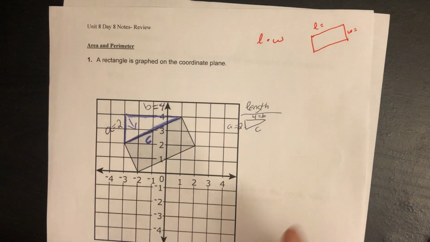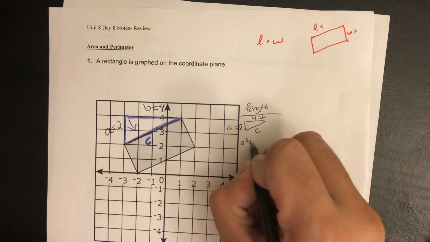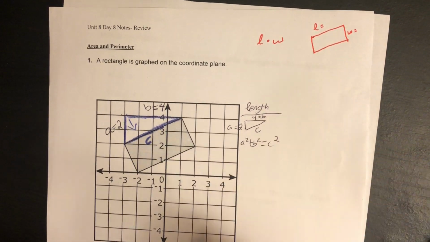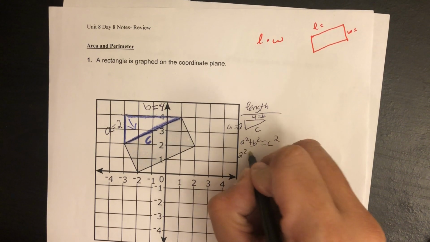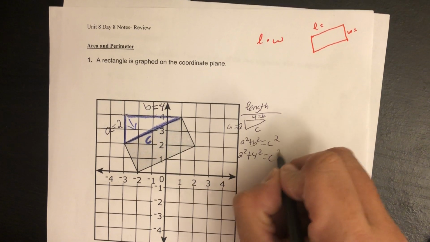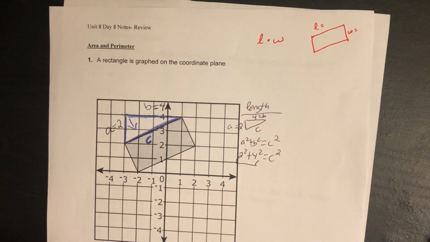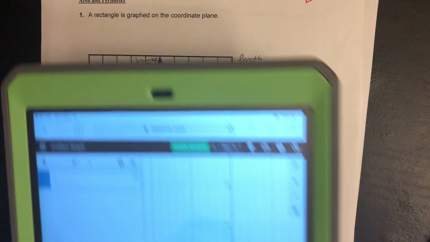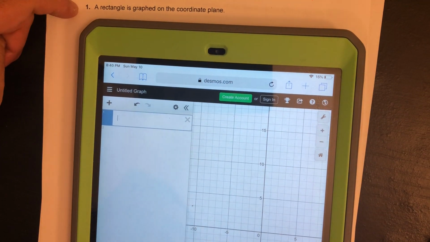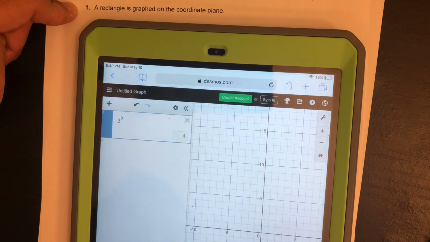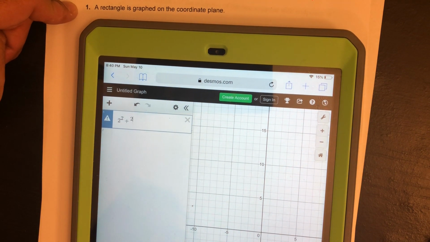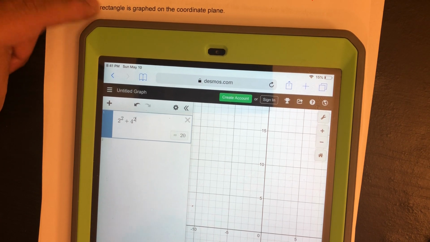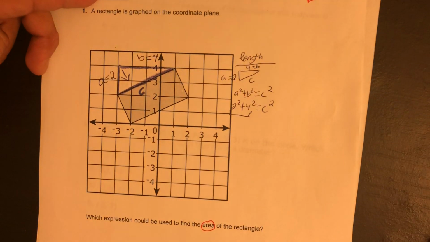So using my theorem, A squared plus B squared equals C squared, I'm going to get 2 squared plus 4 squared equals C squared. So 2 squared plus 4 squared. If you cannot do that in your head, that's perfectly fine. Just go ahead and get decimals. 2 squared plus 4 squared, and that gives me 20.